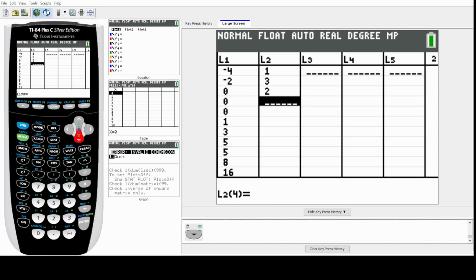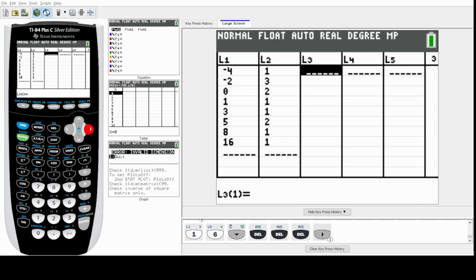So I'm going to put in L2 a frequency of 2. Then we have the value of 1. We have 1 once, and then we have 3 once, 5 twice, 8 once, and 16 once. So this is an identical representation of the same data, or it's a different representation of the data, but it's the identical meaning as before, where we just have the frequency in L2.